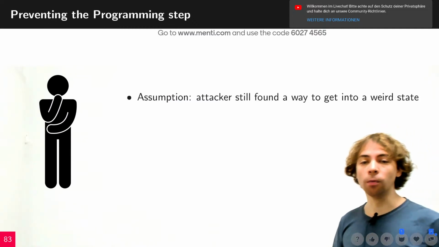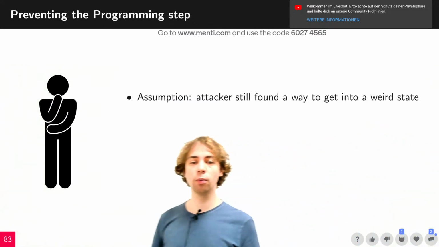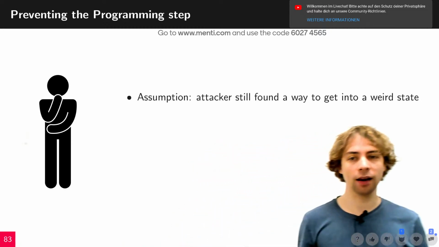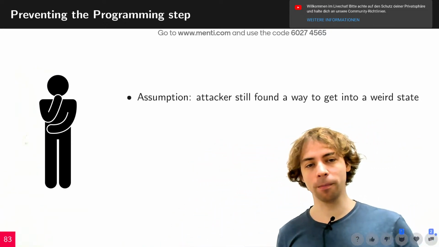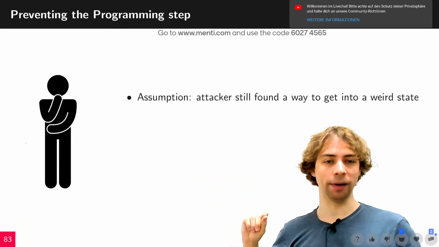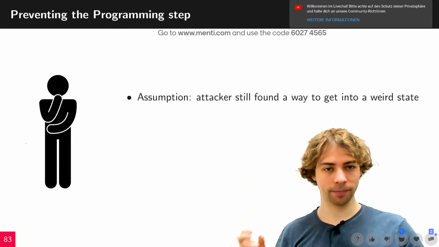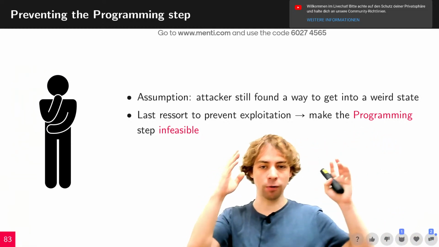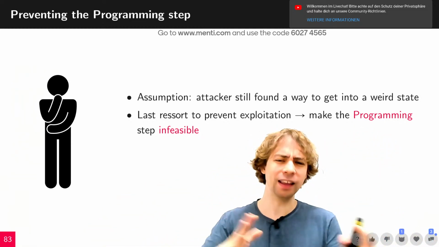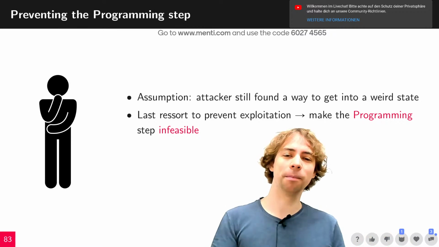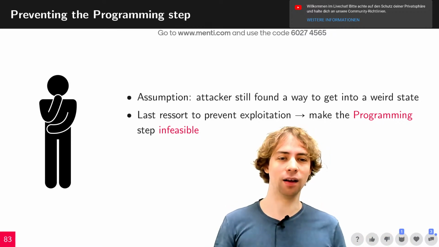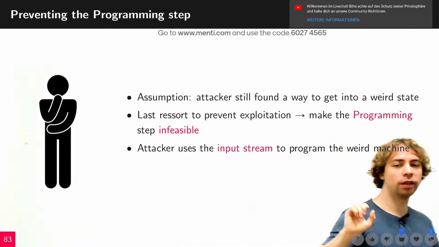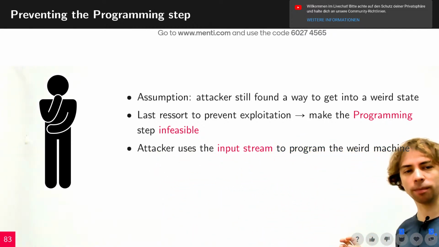Now, let's assume the attacker still found a way to get into a weird state. Maybe we can come up with some method to prevent the programming step. So that would be the last resort here to prevent the exploitation. They are already in, we just want to stop them from programming our weird machine. So the attacker uses the input stream to program the weird machine.